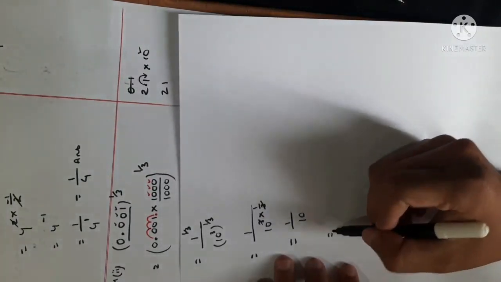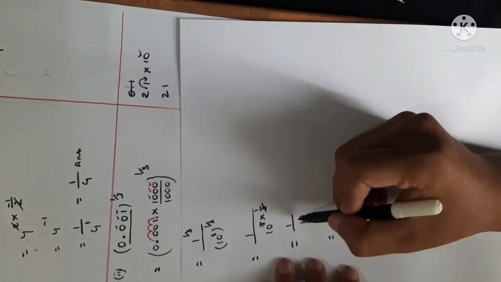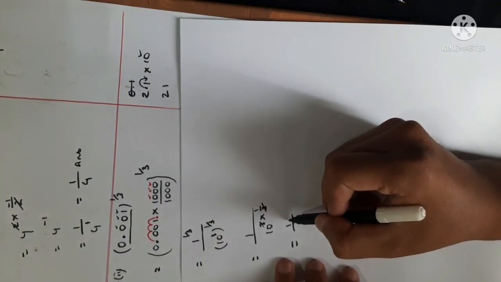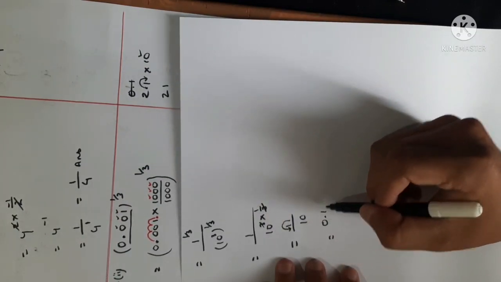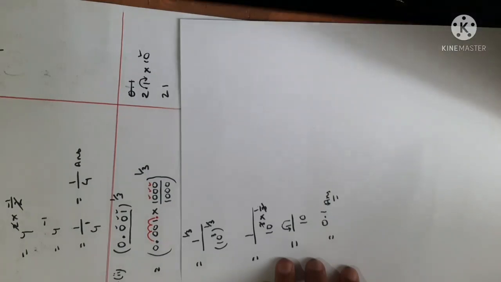And this will be equal to how much? If we divide 1 by 10, remember if we divide, the decimal point will shift to the left. So we have 0.1, and this is the answer.